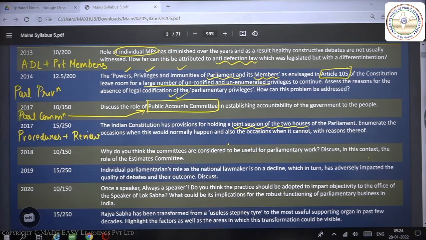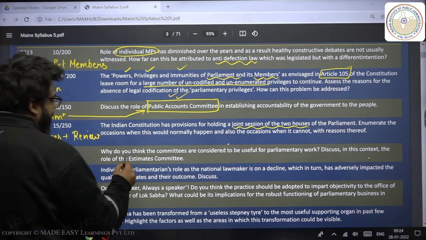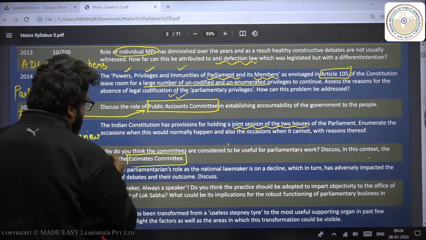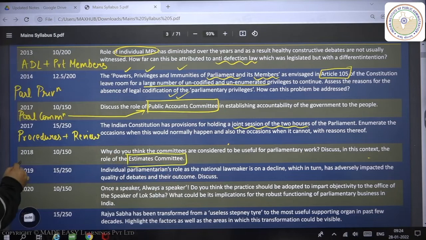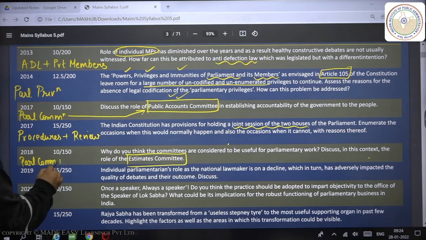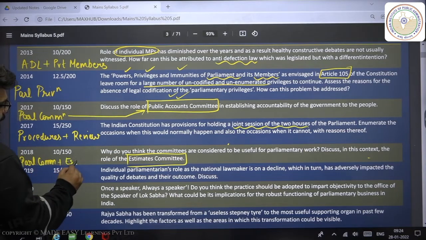2018, why do you think the committees are considered to be useful for parliamentary work? Discuss in this context estimates committee. Again, a combination of two parts. First, a general understanding of parliamentary committees and specifically what is the role played by the estimates committee.